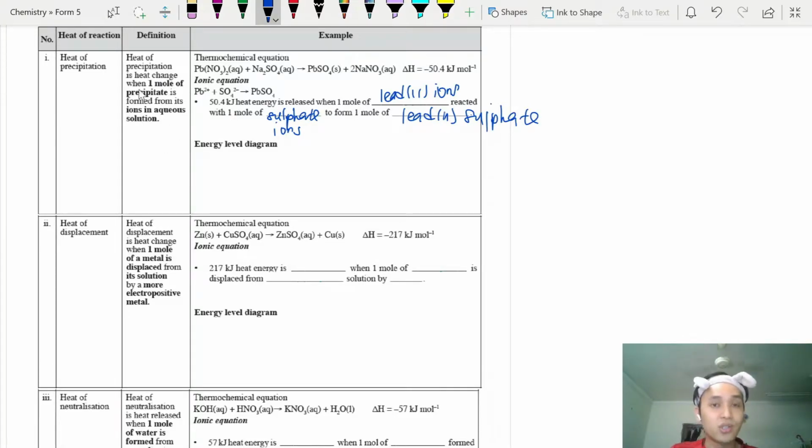So we need to change the definition according to the question. You cannot just write this general one. If you write this general one, you won't get marks.